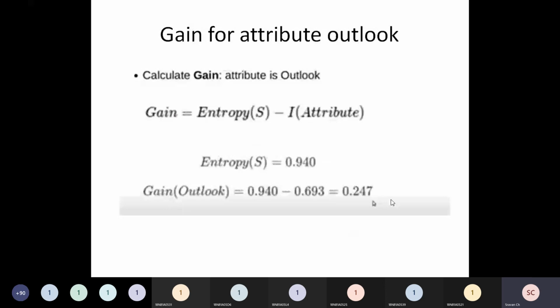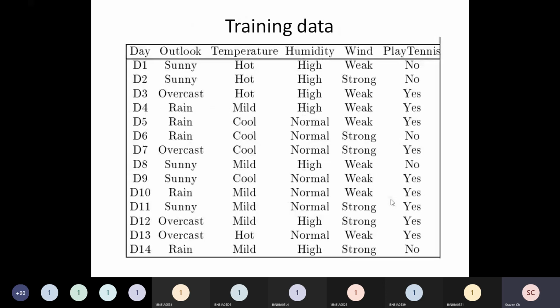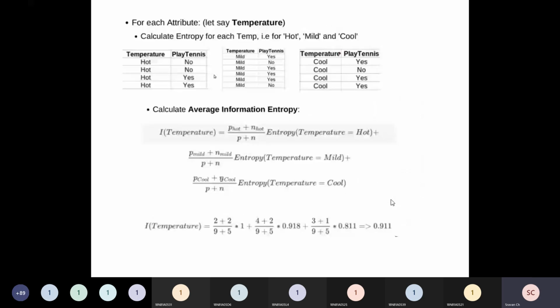So outlook is completed. Now I look at temperature. Hot, no. Hot, no. Hot, yes. Like that, all attribute values, wherever there is hot, it will become one subset. Along with the value hot, what is the outcome? That also we are going to write. So hot, mild, cool, there are three possible values. So what I'll get is, I'll get three subsets, just like sunny, rainy and overcast.